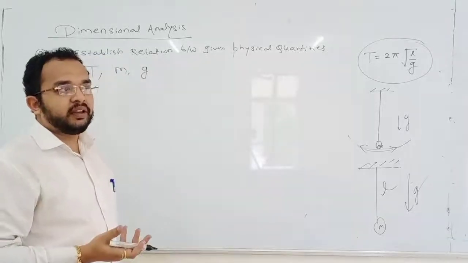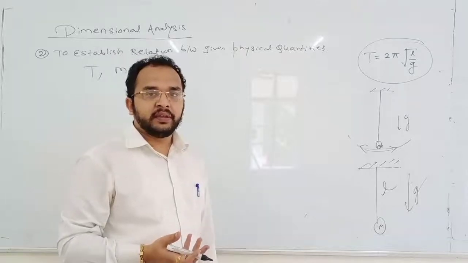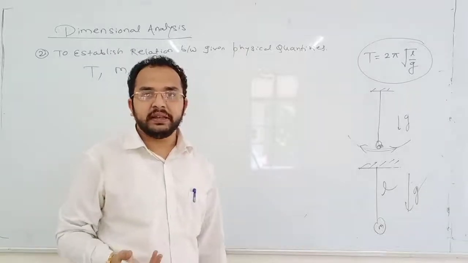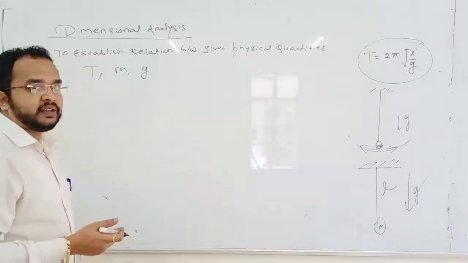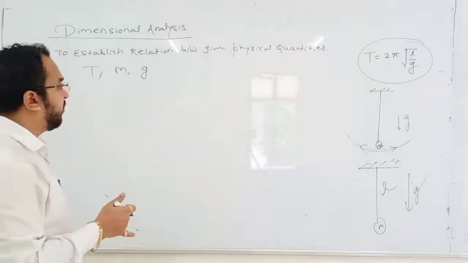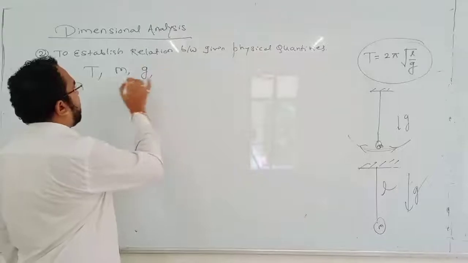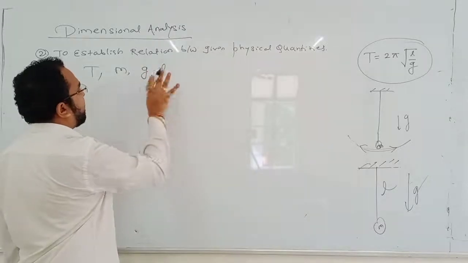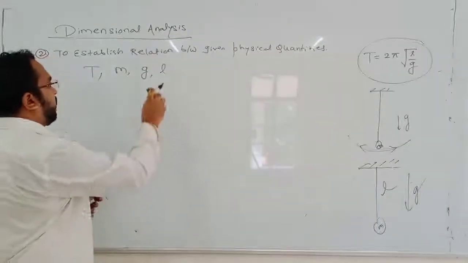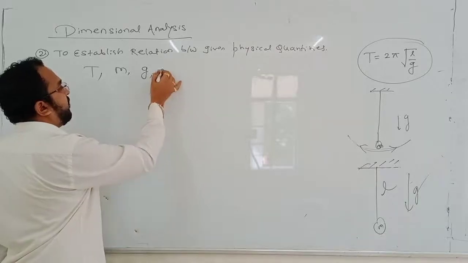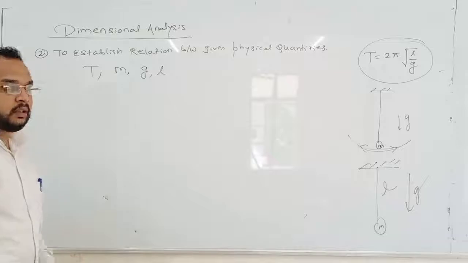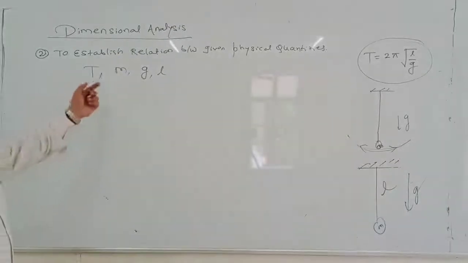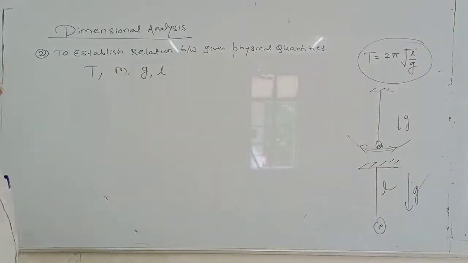Okay, for Earth it is 10, 9.81, nearly about 10. For Moon it is g upon 6, g divided by 6. It is 6 times less than Earth. So and length. So these are the four quantities. We think हमें ऐसा लगता है कि इस four quantities के ऊपर time period depend हो सकता है. So देखते हैं. So time, mass, gravity and length.